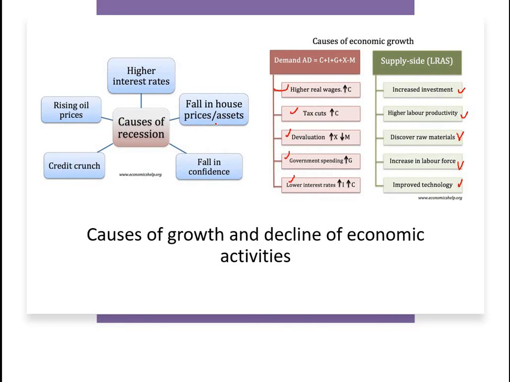So why do we have recession? Prices start falling, prices of houses. People are losing confidence in their government. Credit crunch, banks need to be careful. Oil prices are going up. The interest rates are just too high. So investors start running away. These are some of the causes of growth and decline in economic activities. They will be explained more when we talk about the international reasons for trade, or when we talk about economic growth in the next chapter to follow.